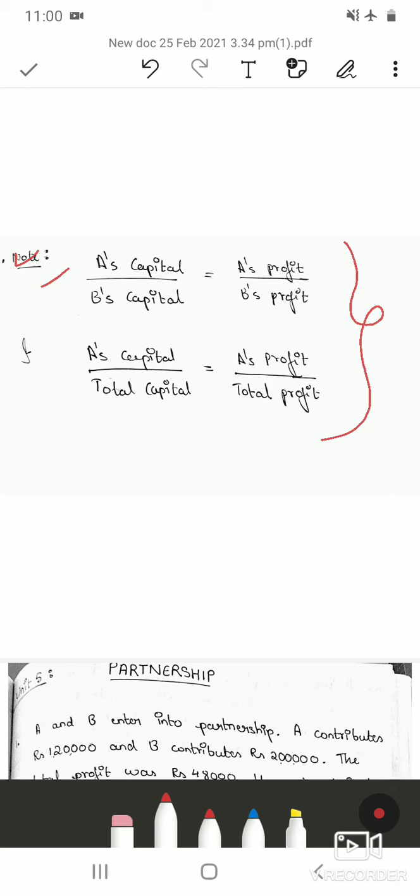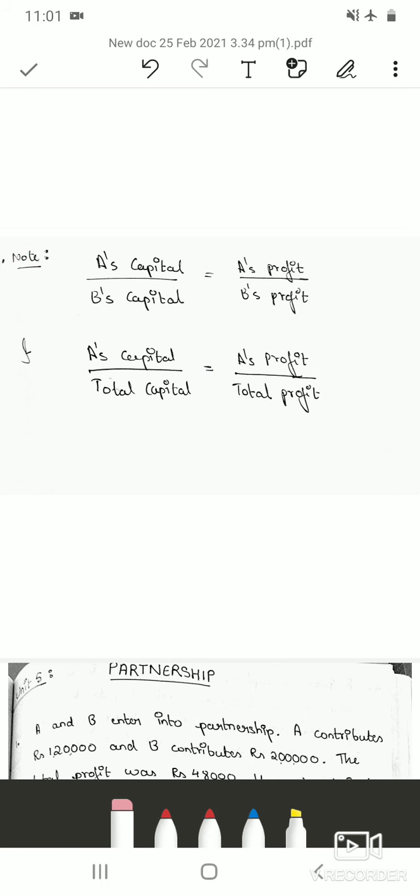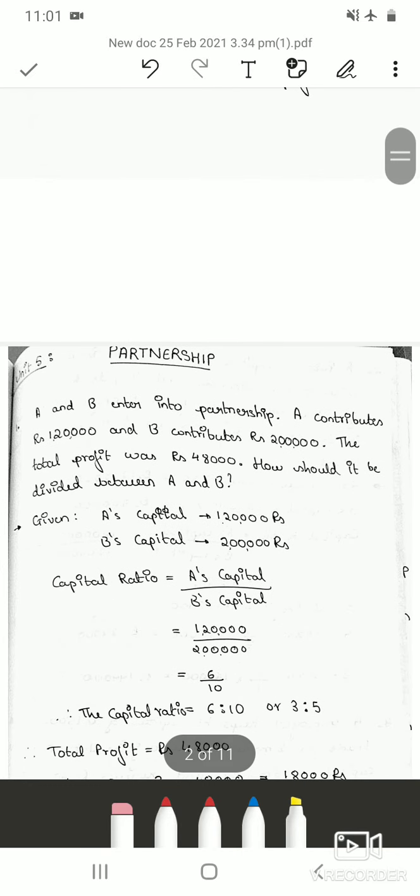So suppose in this any one quantity is unknown, then using the other three known quantities we can find the fourth unknown quantity easily by cross multiplying. Similarly with this, given the total capital, total profit and any one's capital, we can find the profit or any unknown quantity among the four. So this is a general form. This can be extended to any number of partners. So let us start with the problems.